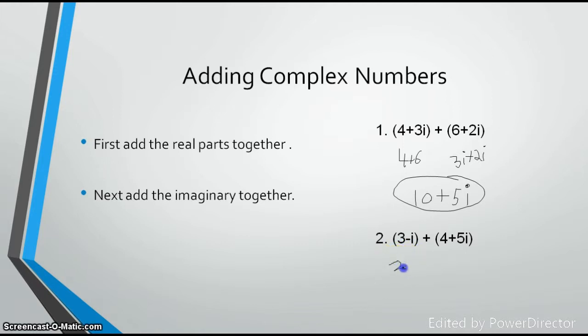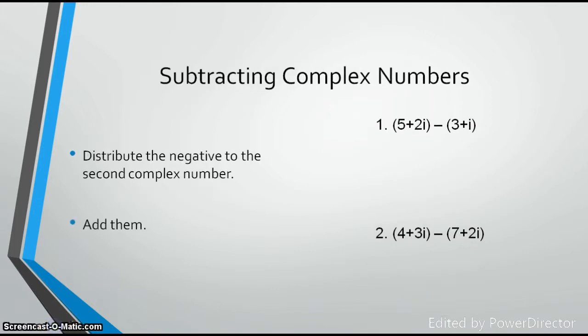For our next problem, we have 3 minus i plus 4 plus 5i. So we have 3 plus 4, and we have negative i, because the negative comes over from 3 minus i, plus 5i. That gives us 7 plus 4i for our final answer.